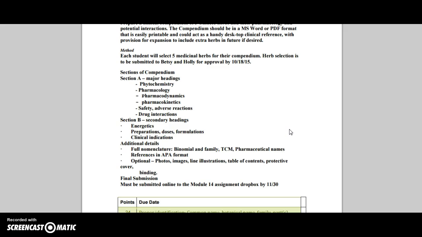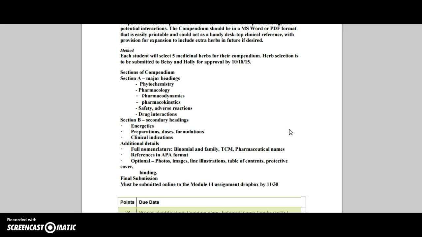Part A includes all the same sections and details as the larger compendium, and Part A will be included in the final compendium that's due November 30th. So for the final compendium, you're going to be picking 5 medicinal herbs, so 4 in addition to the one you chose for Part A. Your total list of 5 is going to be due to Holly and myself by October 18th for approval. And then the Part A, so your first herb completed, is due by October 5th.